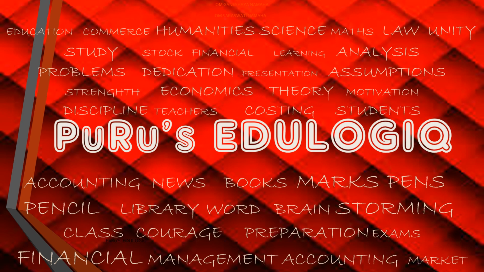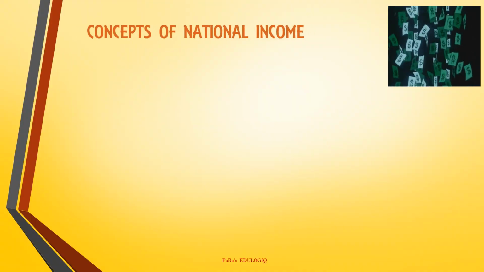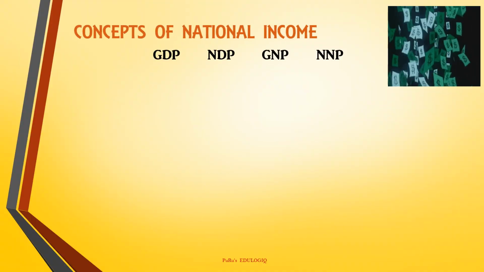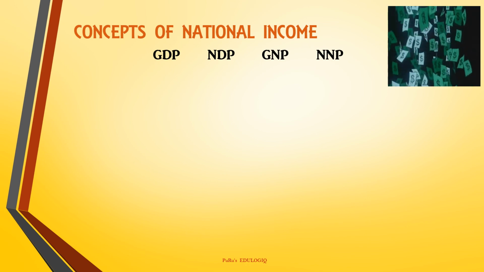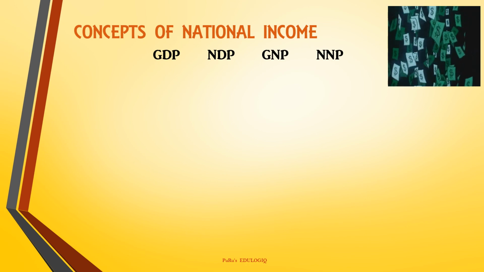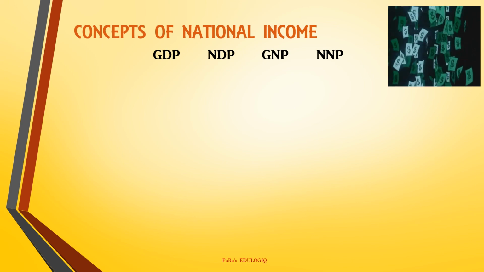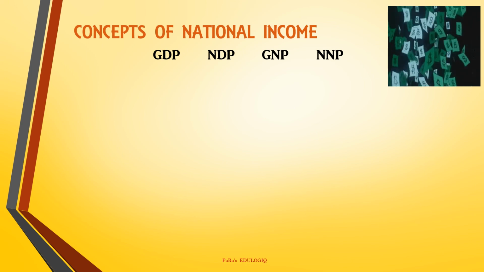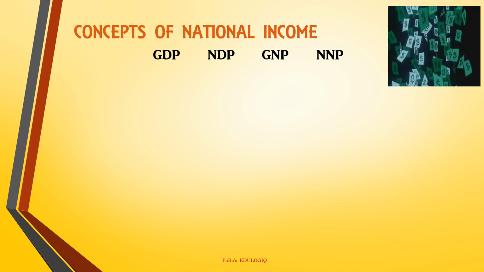Hello, today we'll be discussing the four major concepts of national income. When we speak about concepts of national income, the four most important concepts that strike us are GDP, NDP, GNP and NNP. Now what are they? Gross domestic product, net domestic product, gross national product and net national product.